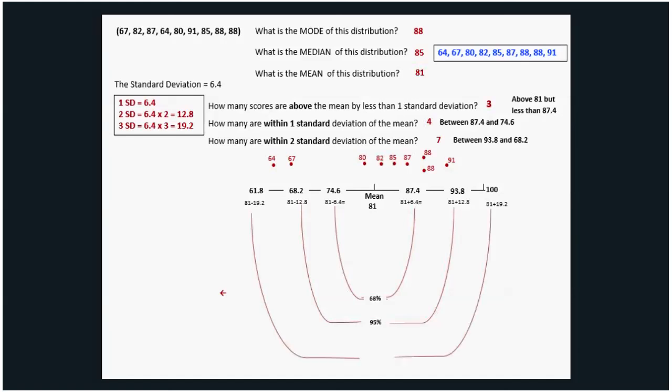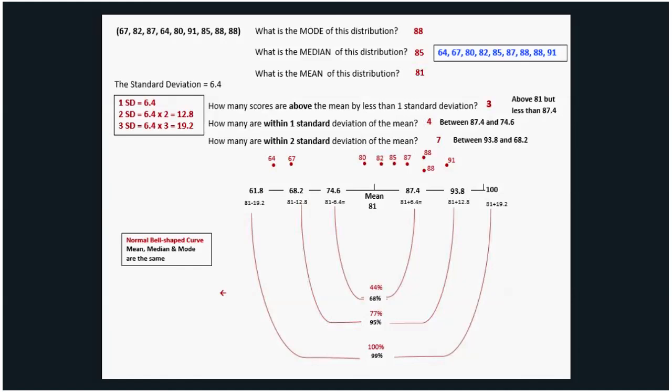And 3 standard deviations, we should have 99% if this was a regular, nice bell-shaped curve. But if we figured this, how many fall within 1 standard deviation of the mean for this particular distribution of numbers, you've actually got 44%. How many fall within 2 standard deviations? You've got 77%, and within 3, you've got basically 100%. 100% of the scores fall there.